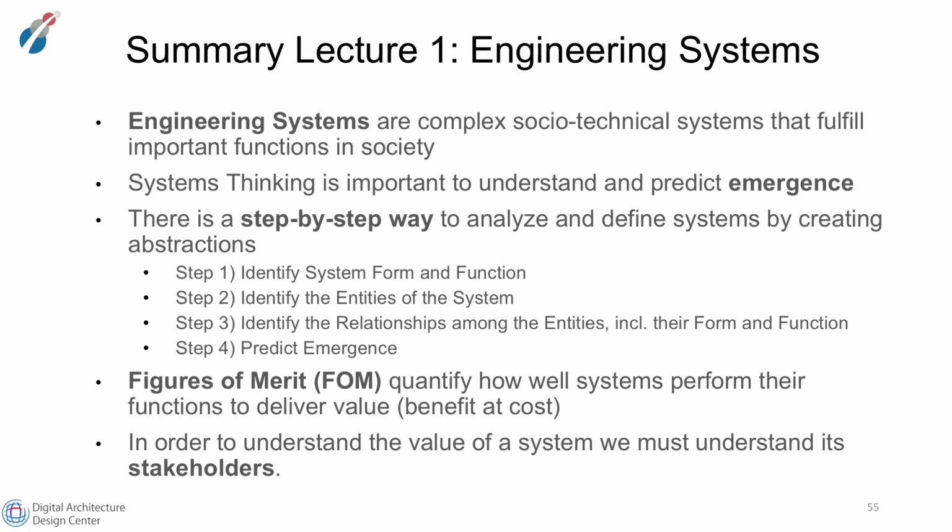And just to remind you the 4 steps. Step 1, you identify the system form and function at the system level. Step 2 is you identify the entities of the system. So what's inside of the system, you decompose the key entities in the system. And by doing that, you also define the boundary of the system. In step 3, we then identify the relationships between the entities of form and function. And step 4, which is the most challenging, is we predict the emergence.